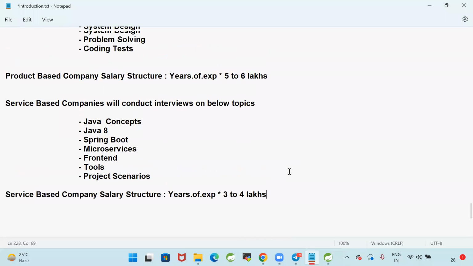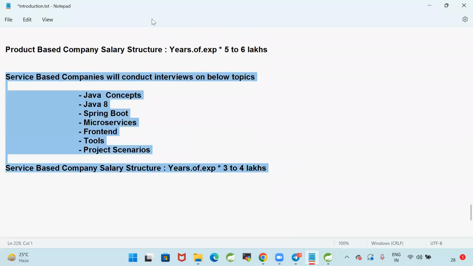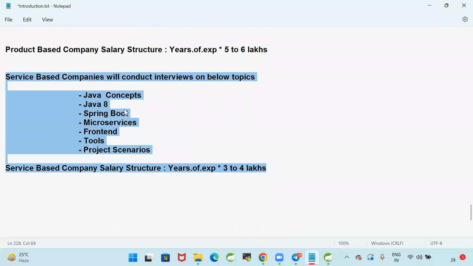Now, who will do the outsourcing business? Outsourcing business will be done by service-based companies only. Product-based companies will not do the outsourcing. So outsourcing companies also will follow the same pattern to conduct the interview. These service-based companies will conduct the interviews on the latest technologies, and their salary structure will be available like this.